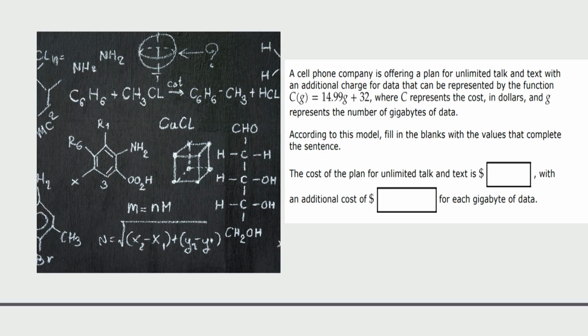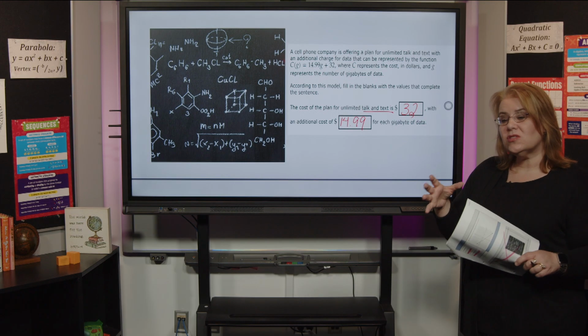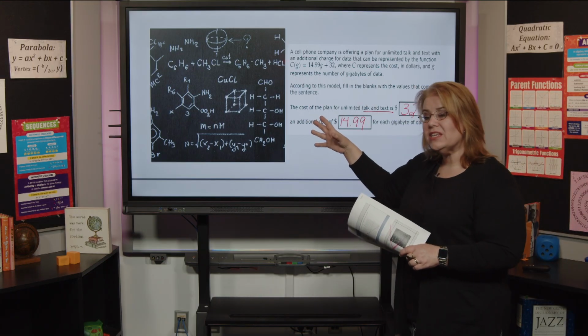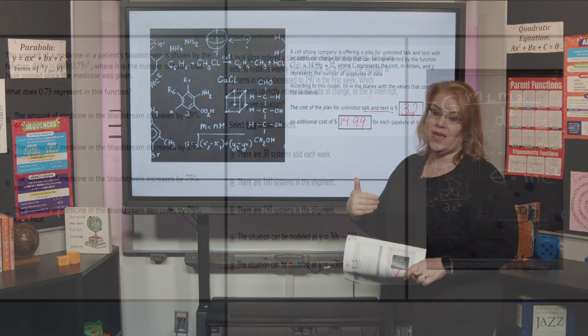Well, let's see. It says G represents the gigabytes, C represents the cost, so that means I would have 32 is how much the talk and text is going to be, with an additional cost of 14.99 for each gigabyte that I am using. All I'm doing is taking those questions, annotating the information it's given me, and then plugging it in for my answers. Good job.